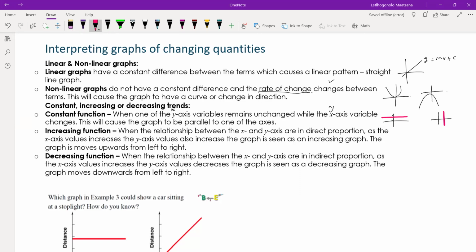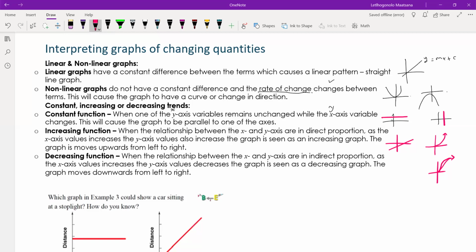We can have an increasing function when the relationship between the x and the y are in direct proportion. As the x value increases, the y value also increases. So with our straight line, we will have something like this, and with our curves, we would have something like this. So in this case, the y values are increasing with an increase in our x values, or we can have this. In this case, our y values are also increasing with an increase in our x values.